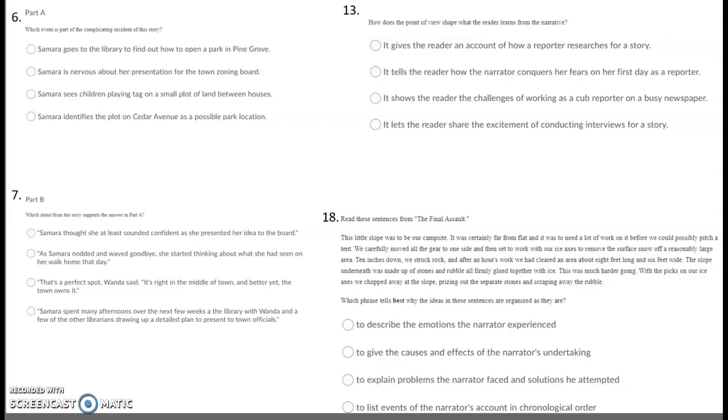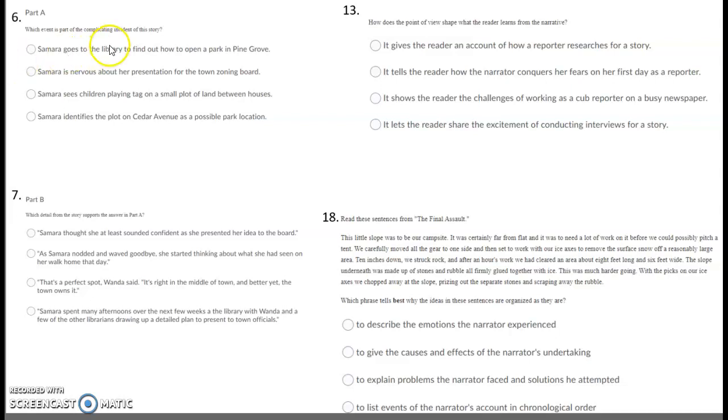So Part A is talking about the complicating incident, and then Part B is asking for which detail from the story supports the answer. So a lot of what happened here is if you got A wrong, then you got B wrong. So those ended up being two of the most missed questions.